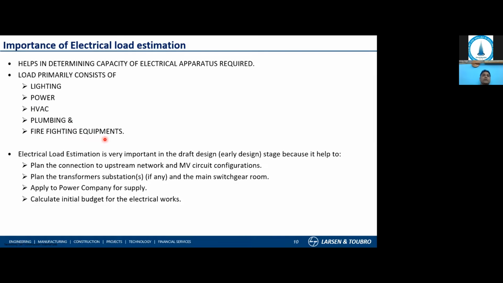Collating all these things with the diversity factors based on the application of the building, we finally get a load called the maximum demand. The maximum demand is in terms of megawatt or kilowatt. Based on that, we need to see what voltage level we need to get the power supply to the building from the electricity company. That is the basic and the most important step.